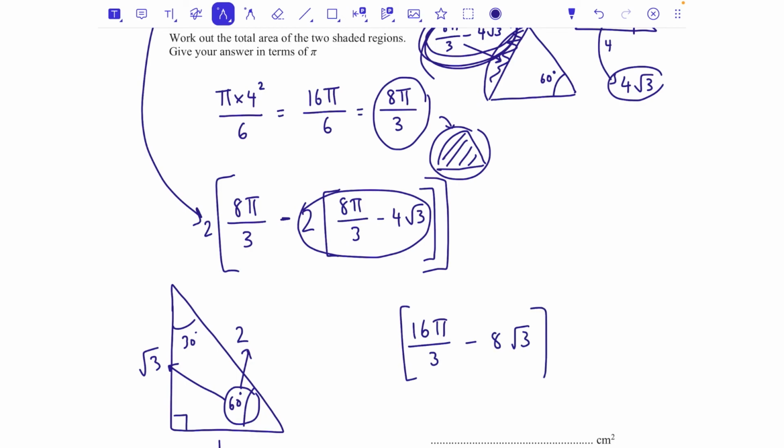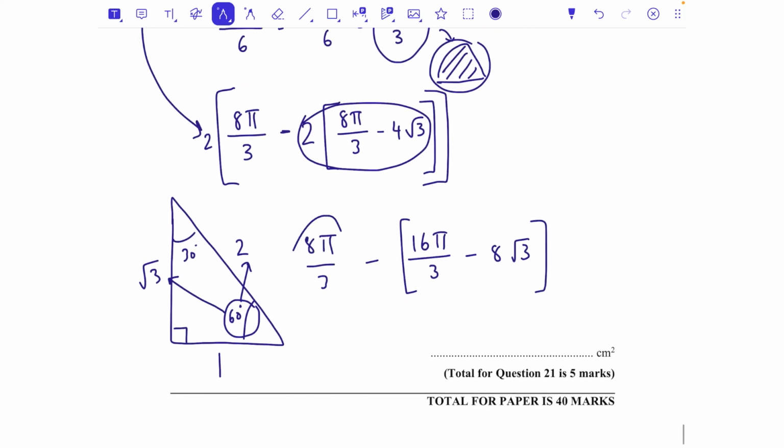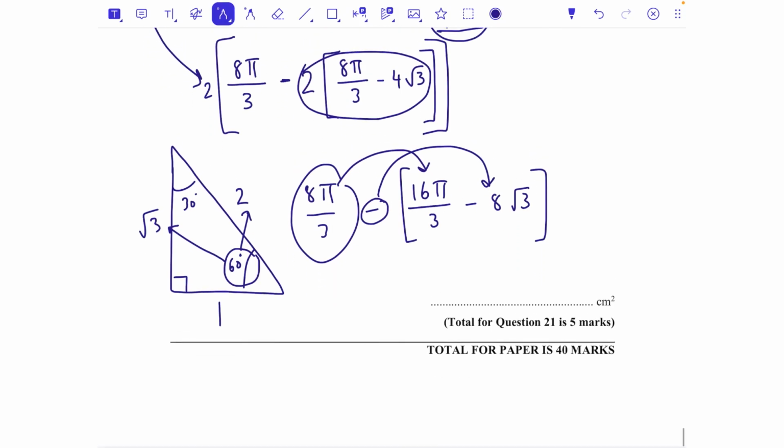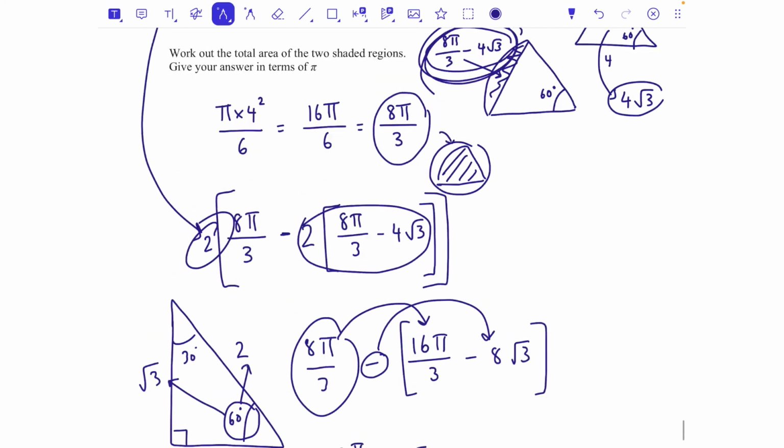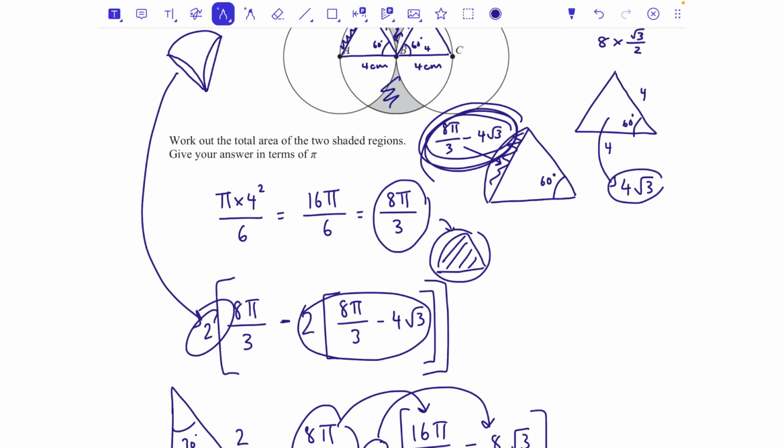And I'm taking that away from 8 pi over 3. So I'm going to do 8 pi over 3 minus this, and then I'm minusing this one, which is going to add it on. So let's go down here. I'm going to run out of room. It's going to be minus 8 pi over 3, add 8 root 3. And then I'm doubling that because I've got 2 different sections. I've got the bit at the top and the bit at the bottom there.